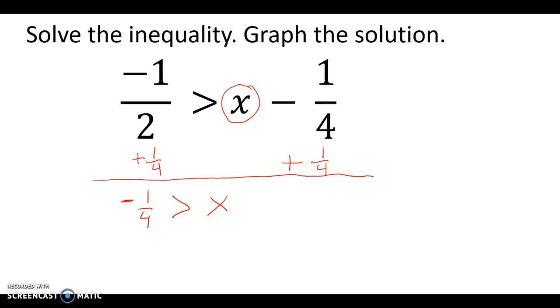Now I like to rewrite that with the variable first. So x, flip your inequality, so less than, and negative 1/4. See how they're both pointing to the x? Now on my graph, I would look for the negative 1/4. The circle would be empty or open. And less than, if I'm looking at the one with the variable first, goes to the left.